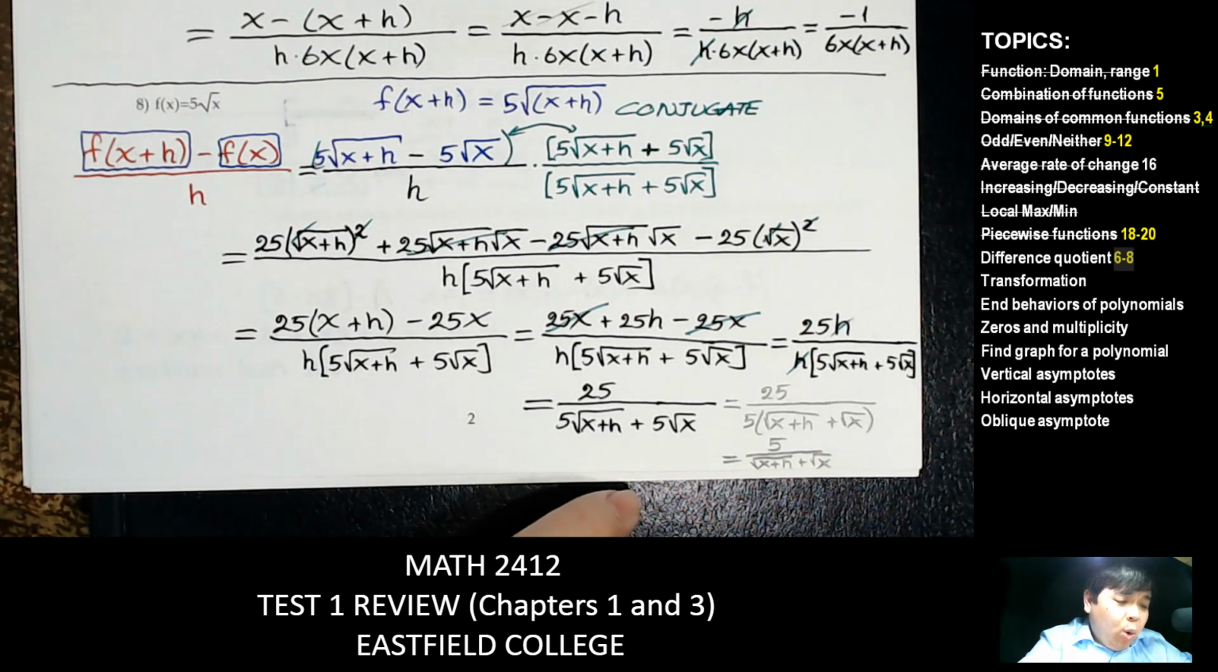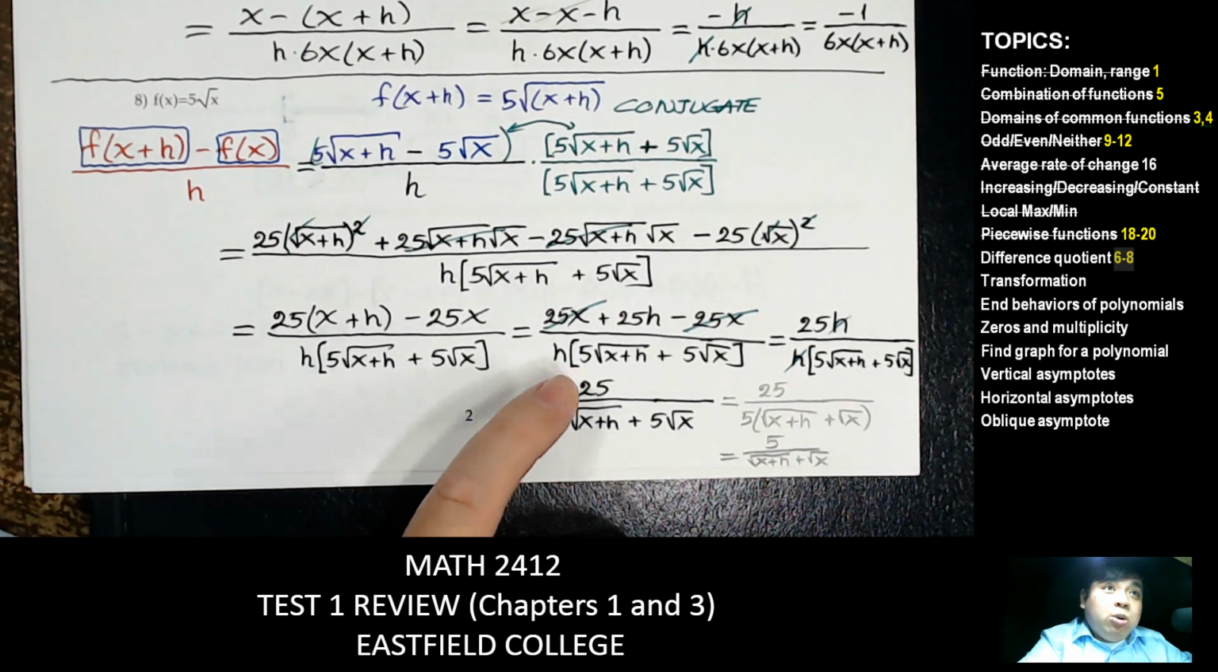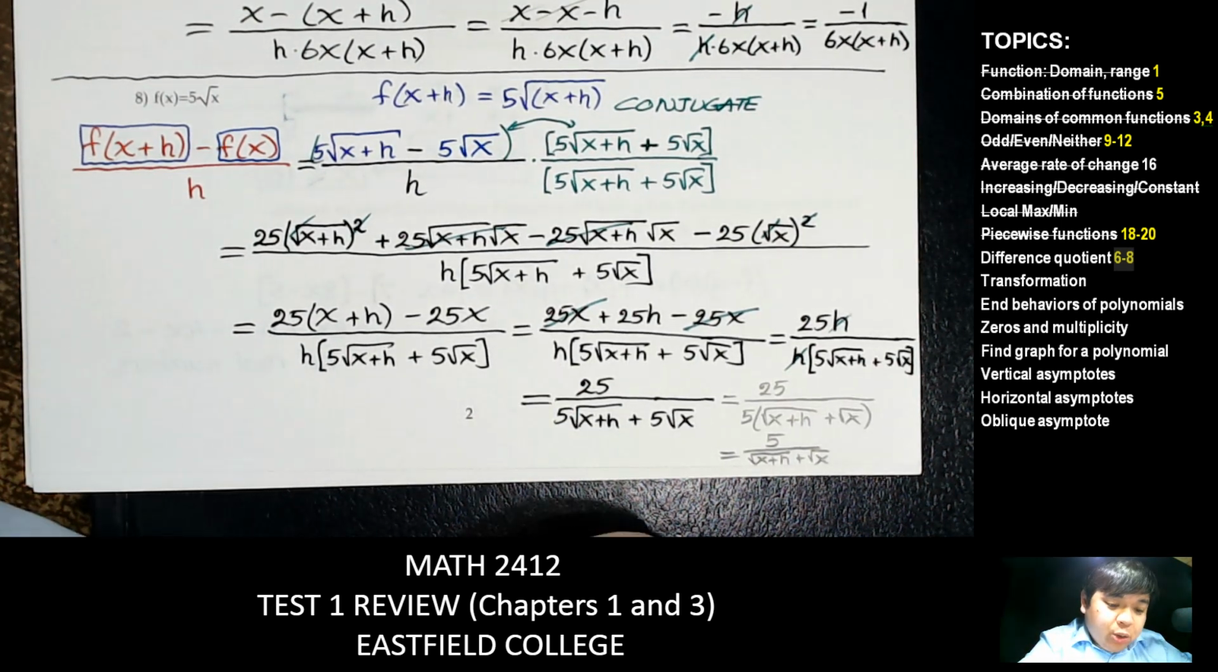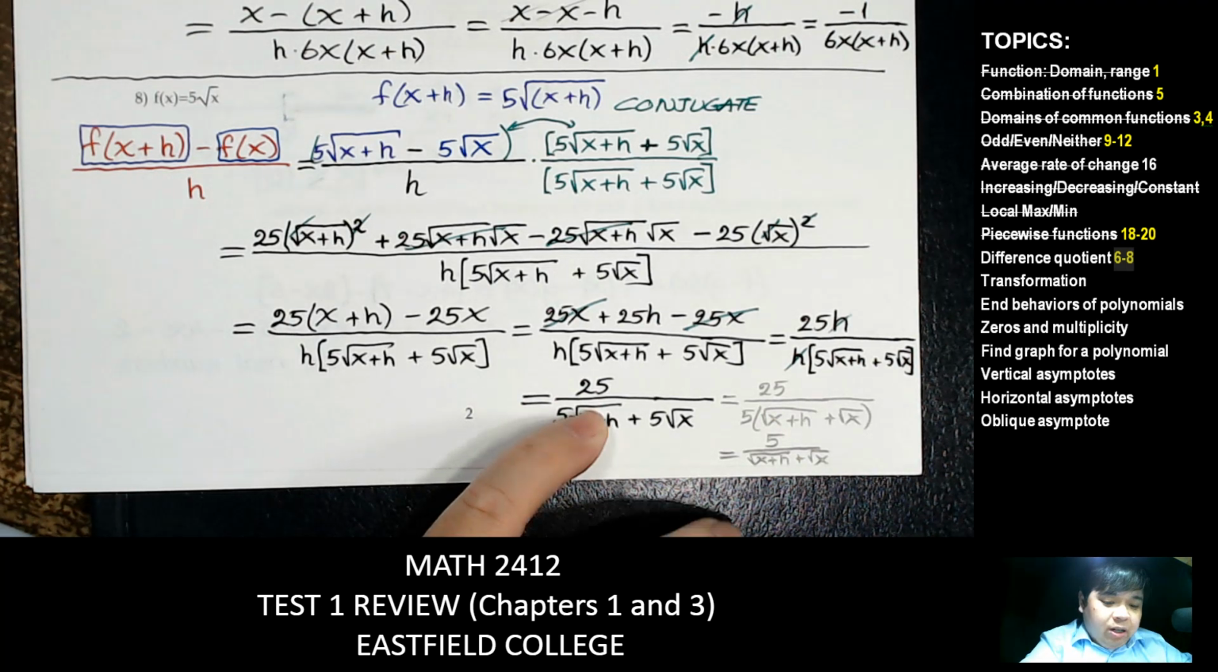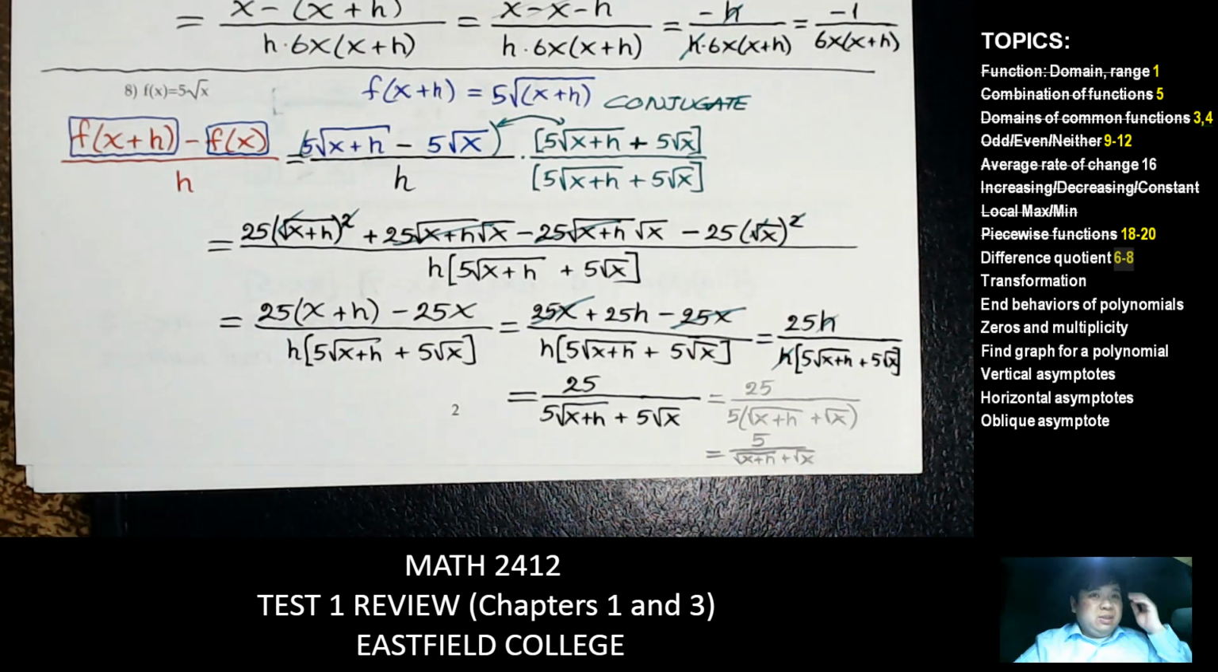But the point is, if after we cancel the h at the bottom, that should be good enough. And so this is good enough. This is a little bit better. Right, so that is the difference quotient.